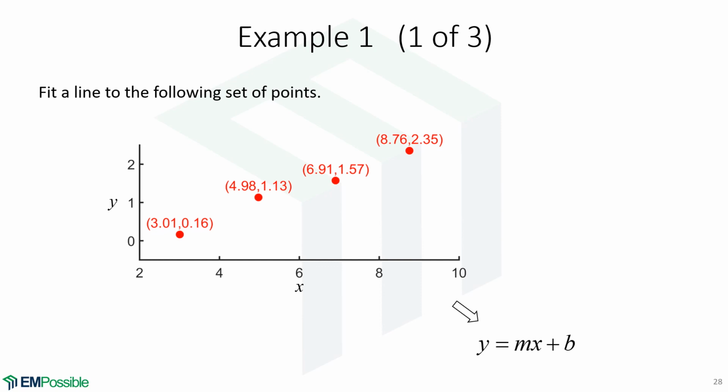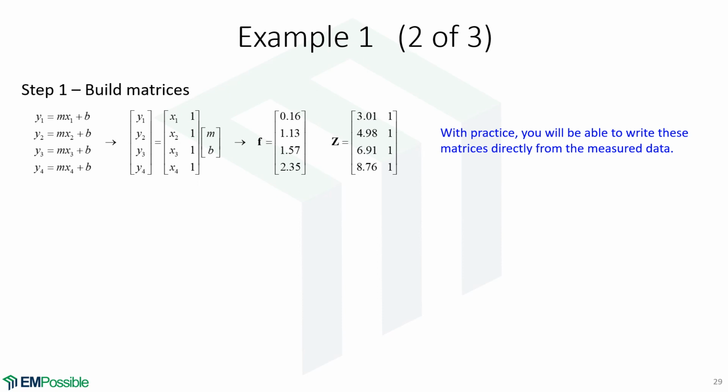Let's do an example. So let's say we have these points and they look pretty good, but there is some noise in there. We would like to fit those four points to this line and calculate what M and B are, and then probably plot our line through those measured values. So we know we have to write that equation for the line four different times for each of our four measured samples. We can put these into matrix form.